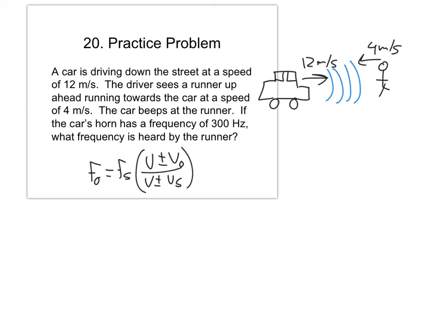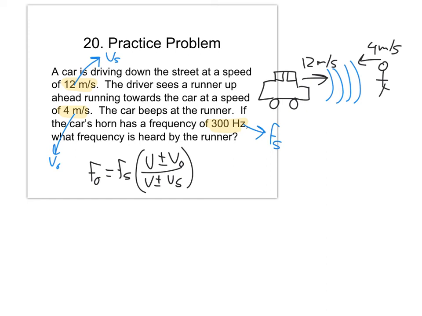So let's think about what numbers we have here. So this 12, that's going to end up being the velocity of our source here. The 4 is the velocity of the observer. The runner is the one hearing this sound. And so that's going to be the velocity of the observer. And then lastly, we have this 300 hertz, and that's going to represent the frequency emitted by the source, so f sub s.